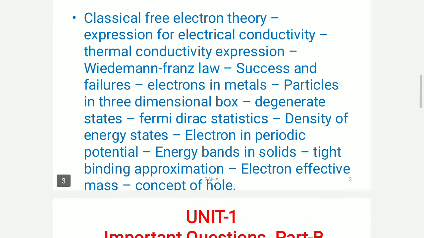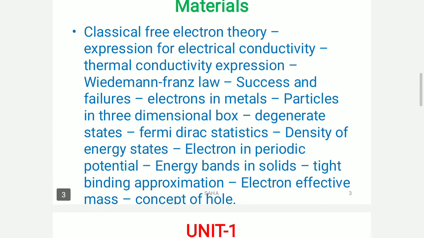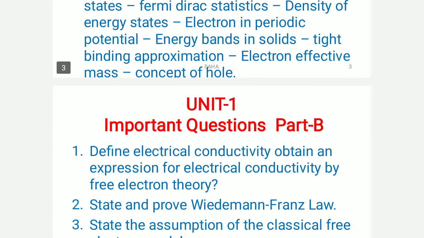Here we are now going to discuss the Part B questions from Unit 1, electrical property of materials. So what questions are expected from Unit 1? The first question is: define electrical conductivity and obtain an expression for electrical conductivity by free electron theory. For this question we have to write the electrical conductivity derivation.